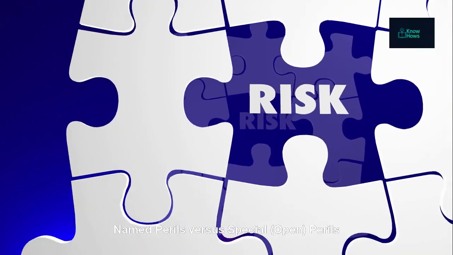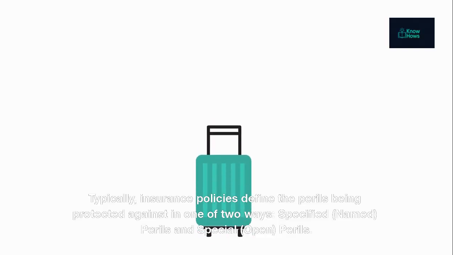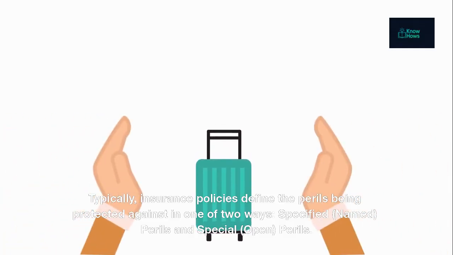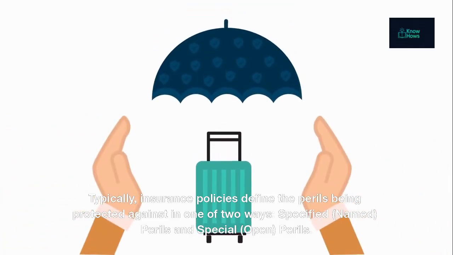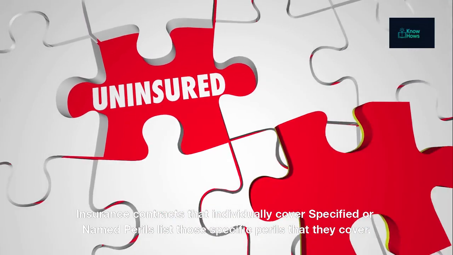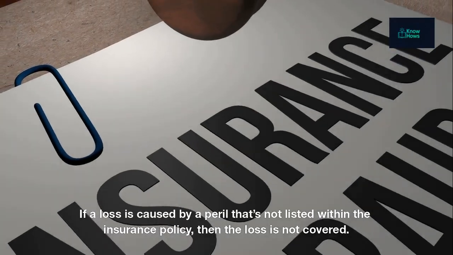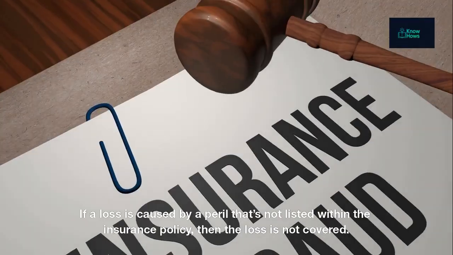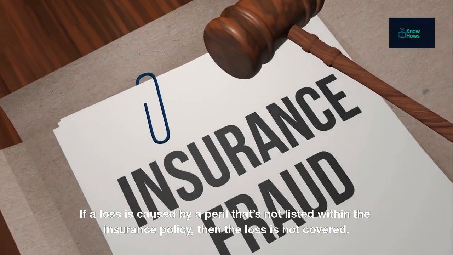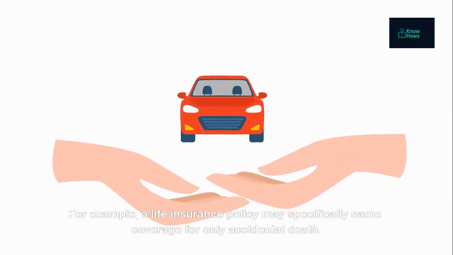Named perils versus special, open perils. Typically, insurance policies define the perils being protected against in one of two ways: specified, named perils, and special, open perils. Insurance contracts that individually cover specified or named perils list those specific perils that they cover. If a loss is caused by a peril that's not listed within the insurance policy, then the loss is not covered. For example, a life insurance policy may specifically name coverage for only accidental death.